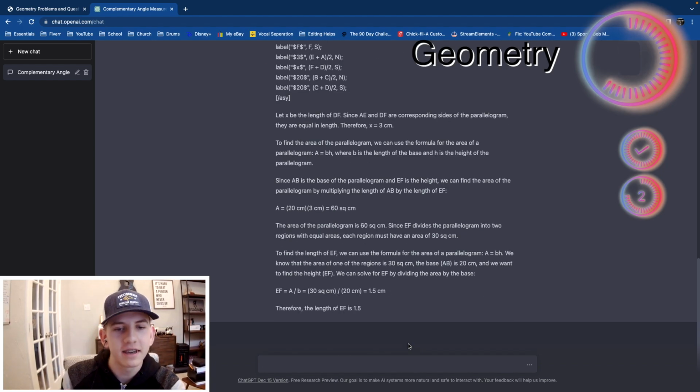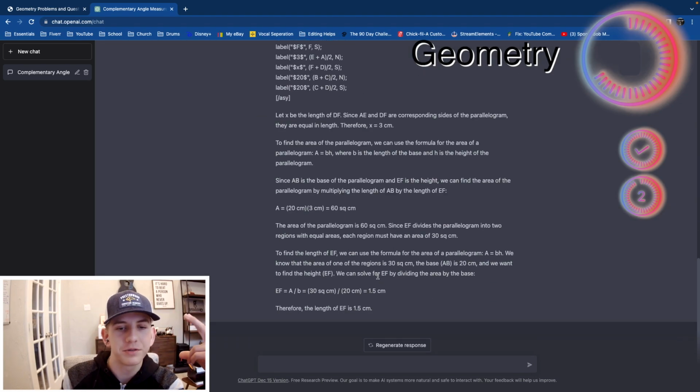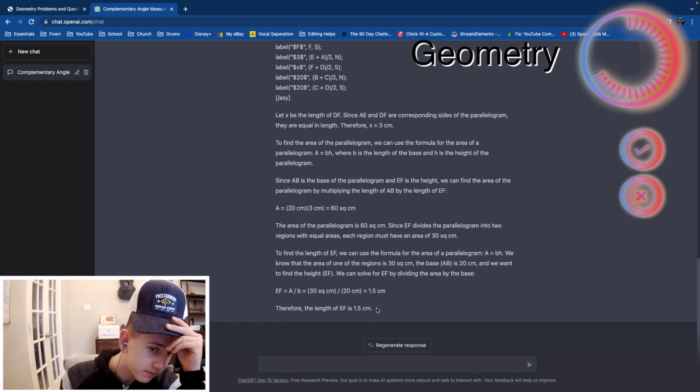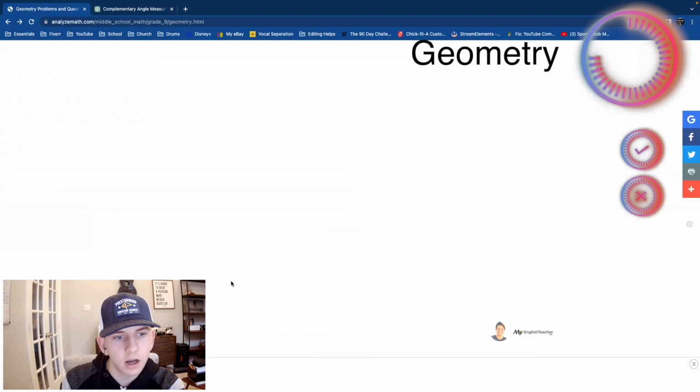Okay, length of EF. I don't even know if it was asking for the length of EF. No. Okay, so I'll give each one 2 shots, and that just used 2 shots. It solved for EF instead of DF, I think it was. Yeah, instead of DF, it solved for EF. I'm pretty sure that is not what the answer says.